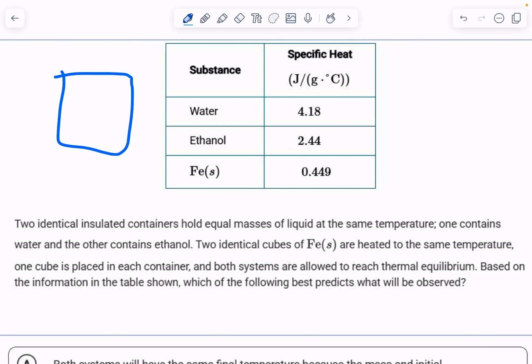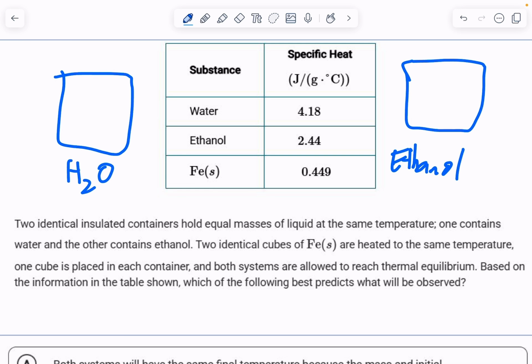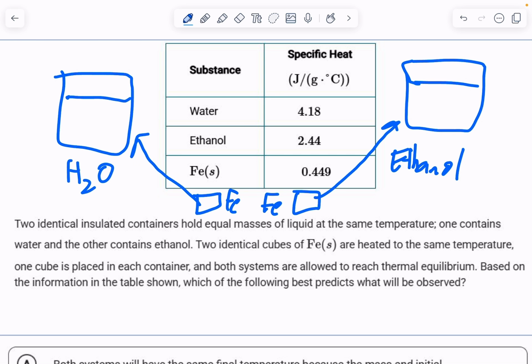Okay, so basically we had a container of water, and we had a container of ethanol. They're going to have the same amount of liquid. The containers are exactly the same. They took a piece of iron metal and put one in each of them. They heated up both iron metals and put them in. So based on heat transfer, that heat is going to transfer from the hot iron metal to the colder ethanol and water.